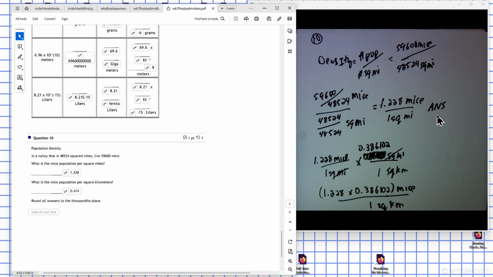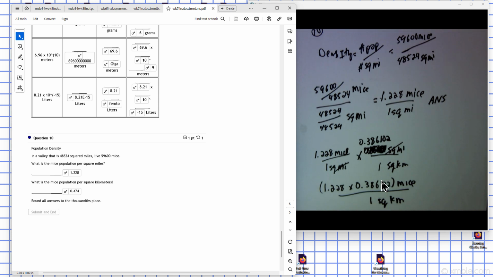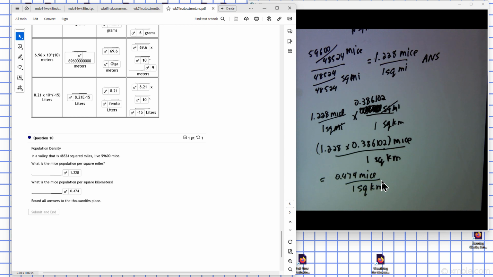My answer there. And then what is the rate per square kilometer? Okay, so 1 square kilometer is 0.386102 square miles. So when I multiply, I'm converting here. Square miles cancel out. I'm left with square kilometers. I have so many mice per square kilometer. And I have here 0.474 mice per every square kilometer.